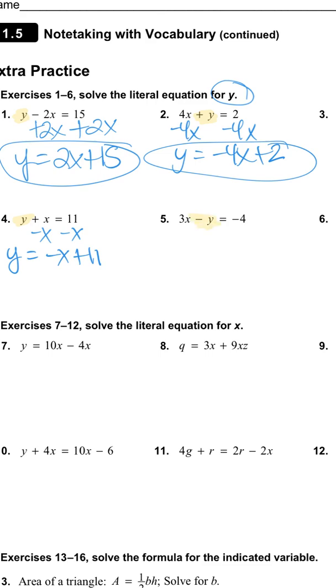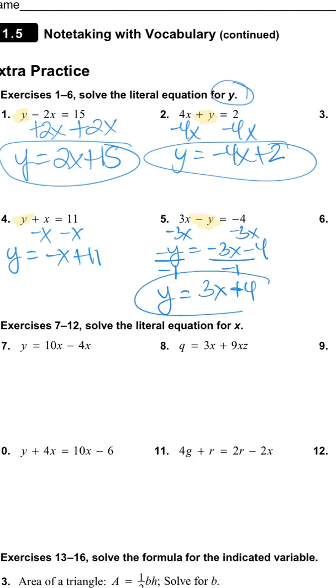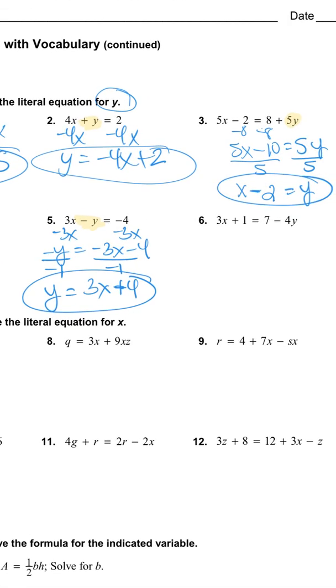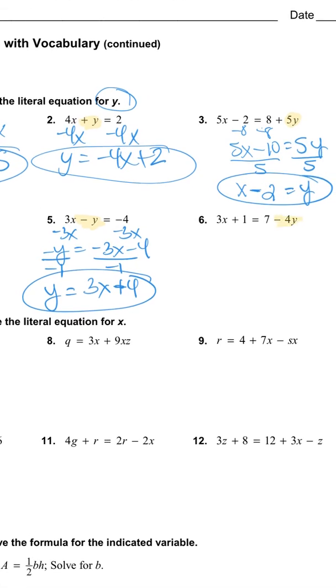Here we have a negative y. So we're going to subtract 3x. Negative y equals negative 3x minus 4. Remember that you cannot have a negative variable for a solution. We divide by negative 1, and all that does is change all of these signs. So it changes the y to positive, changes this 3x to a positive 3x, and this 4 to a positive 4. There we go.